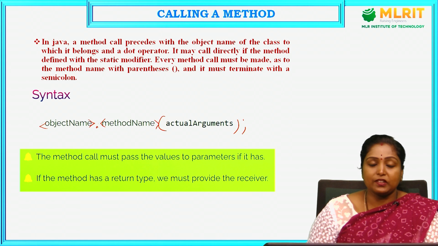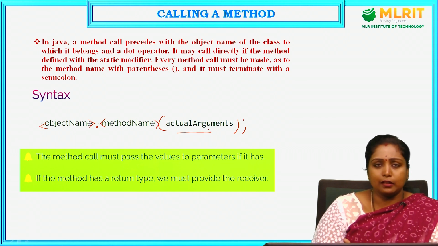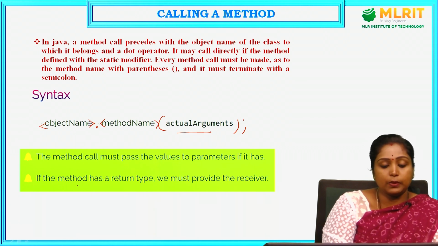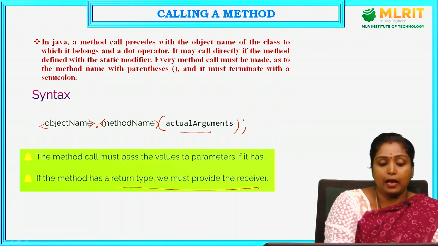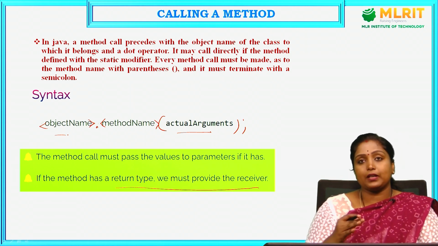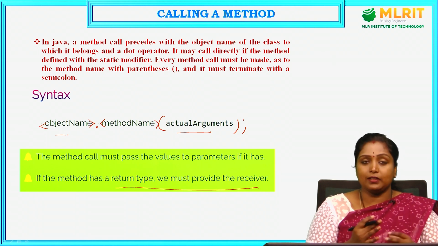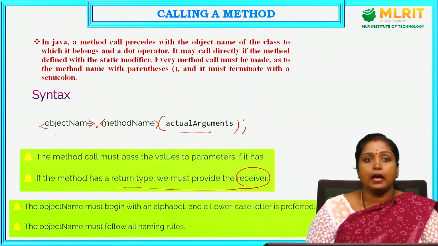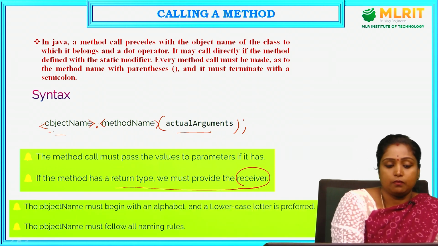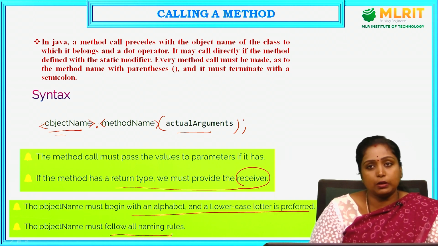This is the syntax for calling a particular method. And the method call must pass values to parameters if it has any. If it has parameters, you have to pass them, otherwise you don't need to. And if the method has a return type, we have to provide a receiver. If you are returning something after completion of the specific task, that has to be received somewhere, right? So where you have called it, there you have to provide a receiver to receive it. And the object name must begin with an alphabet and lowercase, and it has to follow the naming rules.